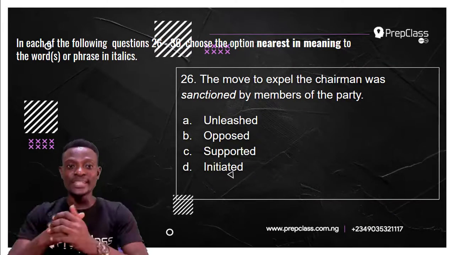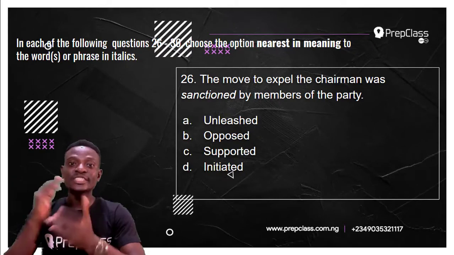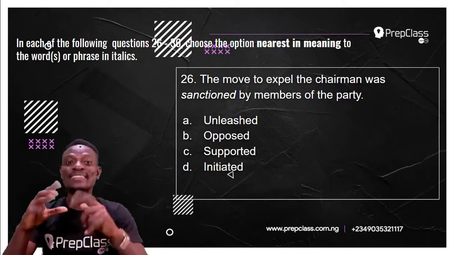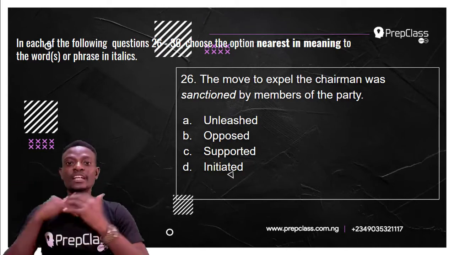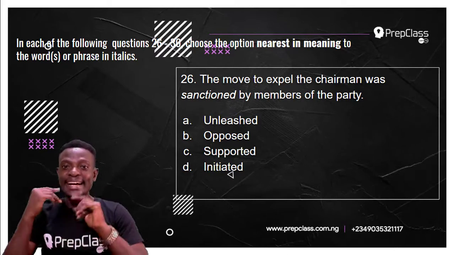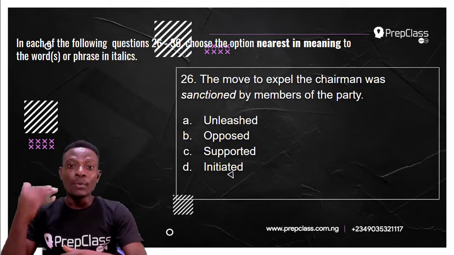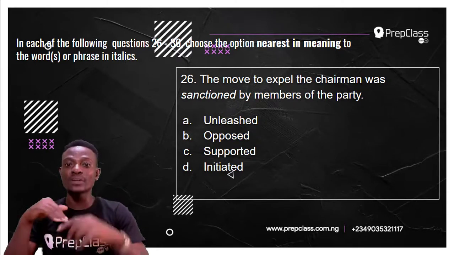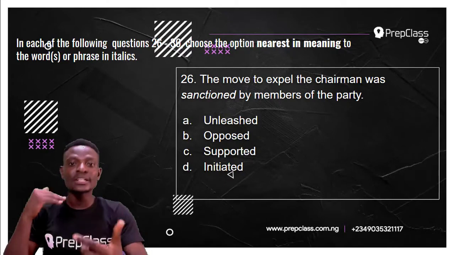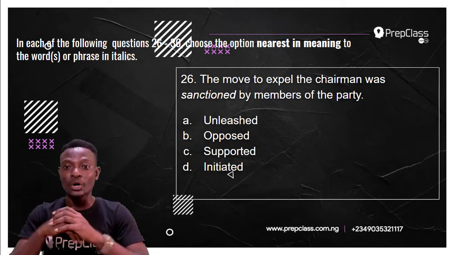Alright, let's begin. Question 26. The instruction reads, in each of the following questions, that's 26 to 30, choose the option nearest in meaning to the words or phrase in italics. Now, question 26. The move to expel the chairman was sanctioned by members of the party.